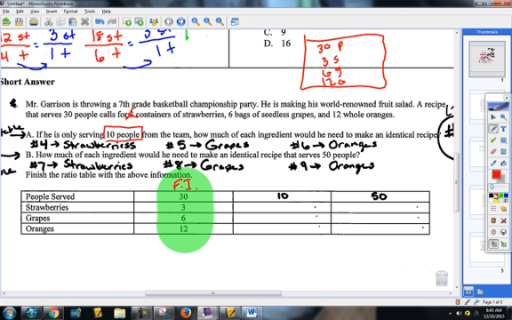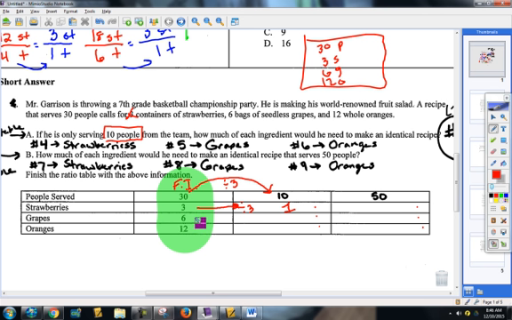So, all you got to do is say, well, if I can figure out what I'm doing to my number of people, then I can just do that same exact thing to my number of items of fruit. So what am I doing to my people? Dividing by 3. So what do I got to do to my containers of strawberries? Divide by 3. So that means I'm going to have 1 container of strawberries. That's all I need to buy at the store.